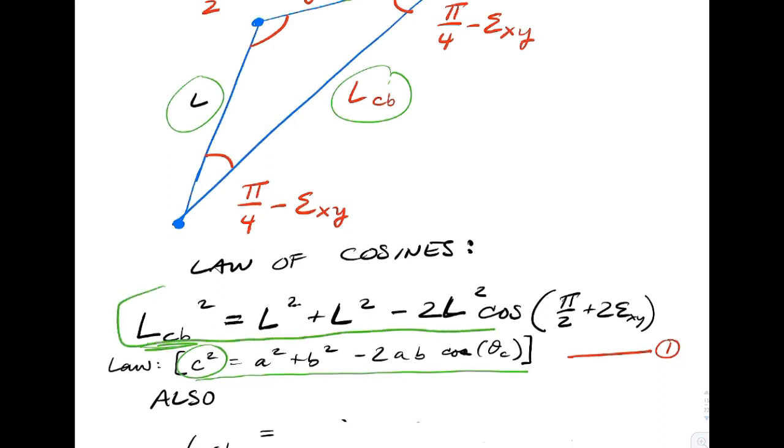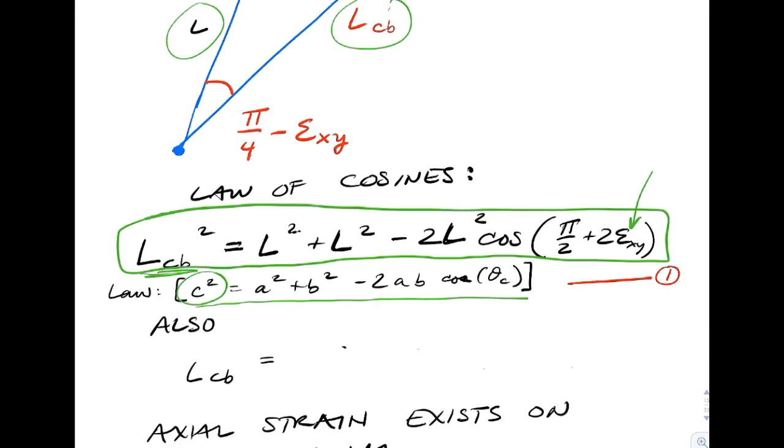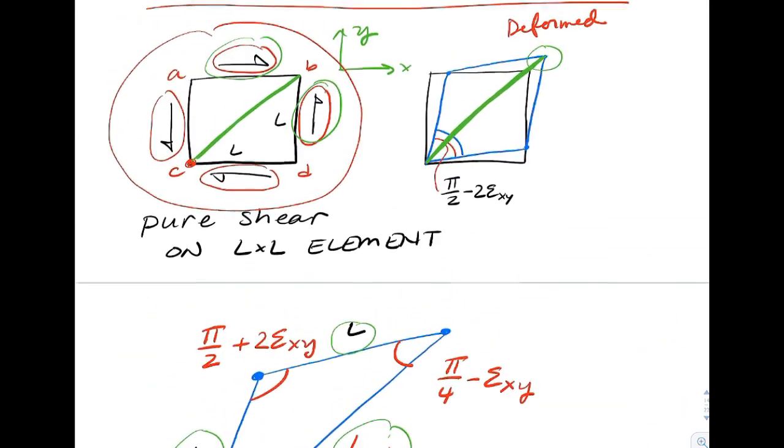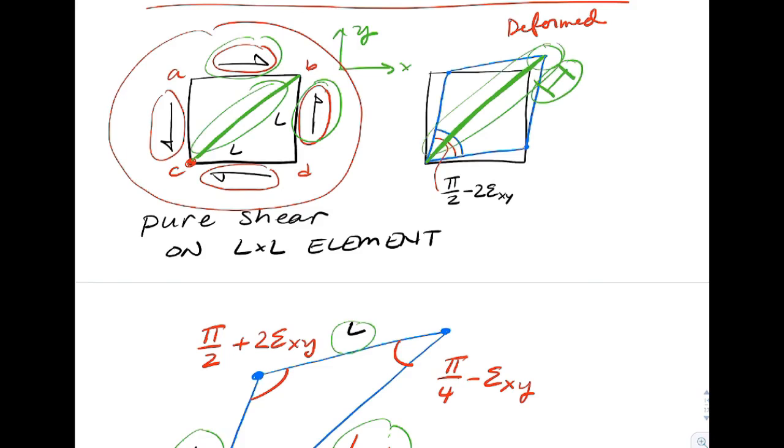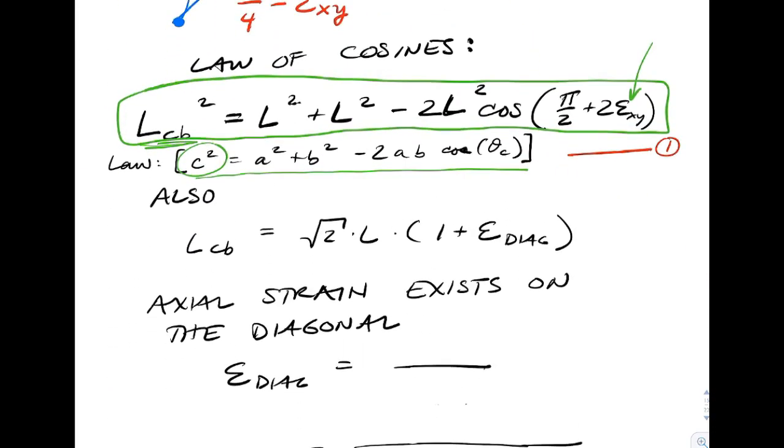We have an expression for the length of CB in terms of the shear strain. Also, if we think of this in terms of direct strain, we would have a strain right along the diagonal. So I'm going to go back up here, and we've got a change in length along the diagonal. It was originally this length, and now it has a different length. So the length of that is going to be root 2 times L times the quantity 1 plus epsilon diagonal.